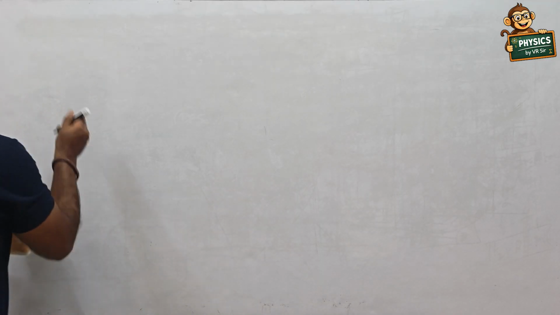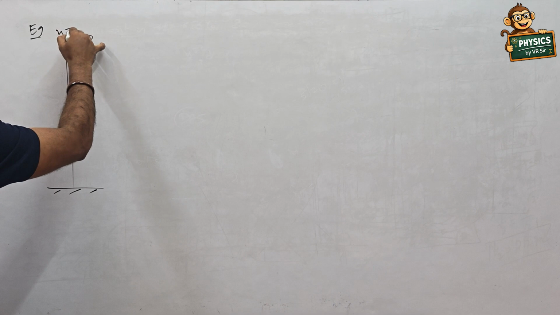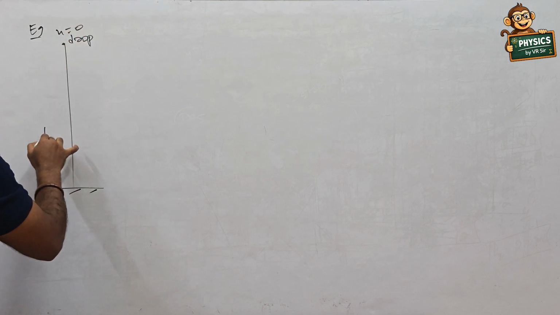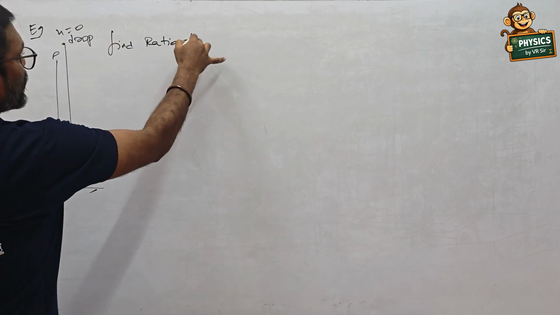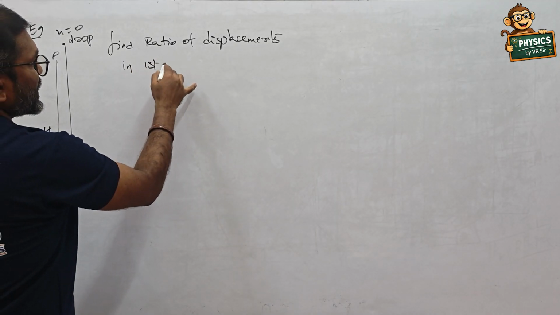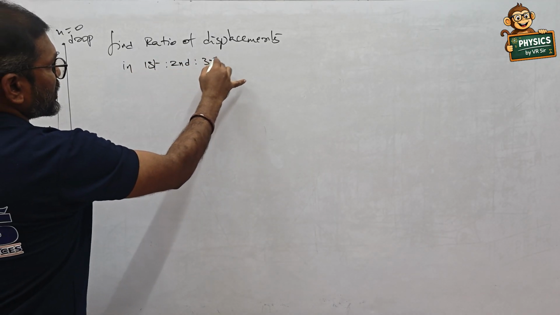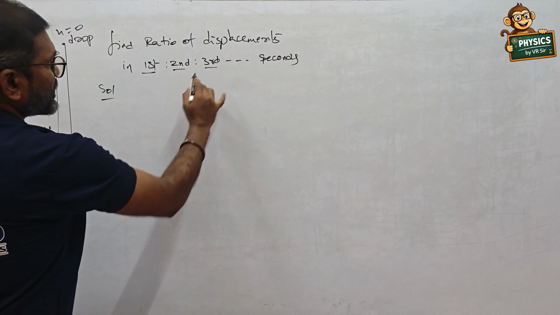Yeah, let's take examples. So an object is dropped. Now it's falling, so initial velocity is 0. It's dropped from some height. Now the question is: find the ratio of displacements in the first second, second second, third second and so on. Now first, second, third, like nth.